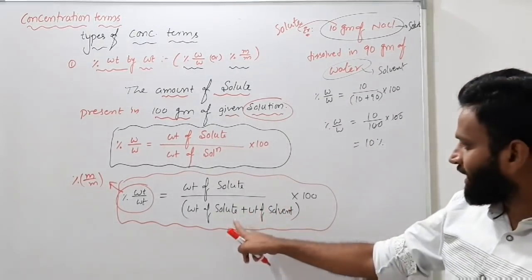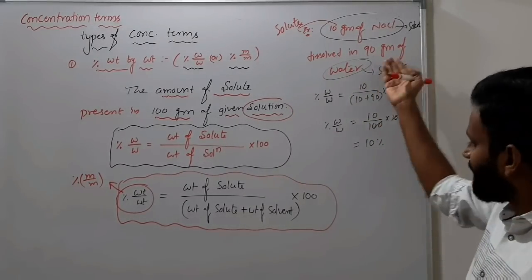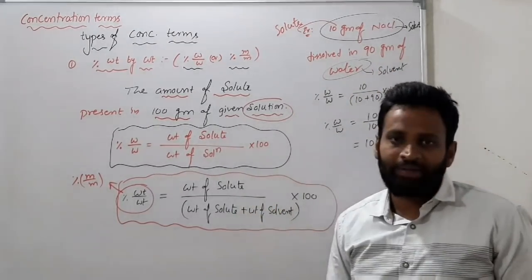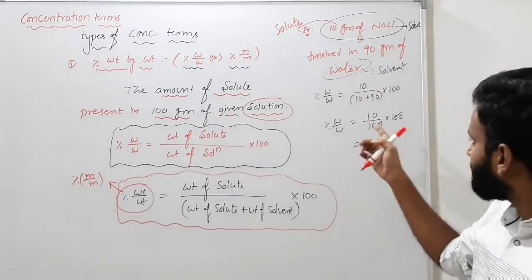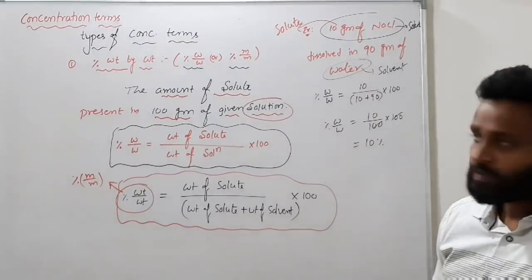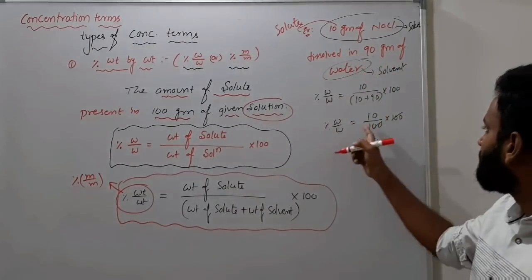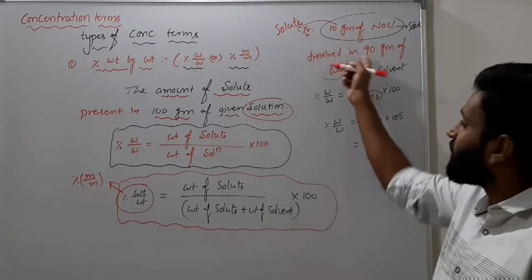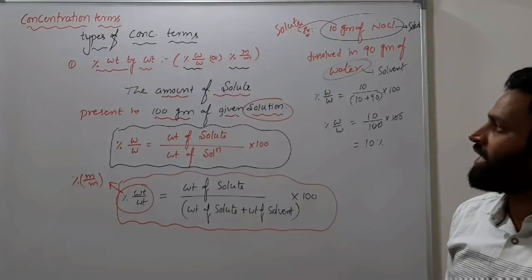So 10 plus 90, 100 grams of solution. If they give 100 grams of solution, directly you can use 100 grams. If 120 is given, here total 120 grams of solution, divided by 120. Here 10, and here 100 given, suppose 100 grams of water, so 10 plus 100. Depends on what they give, we have to consider. So this is about percentage weight by weight what we have.